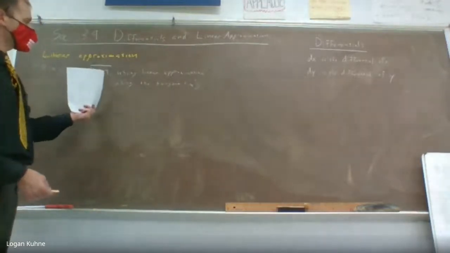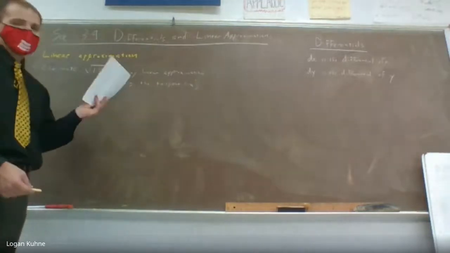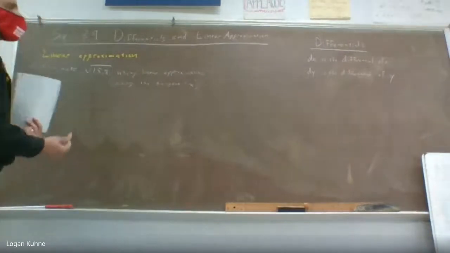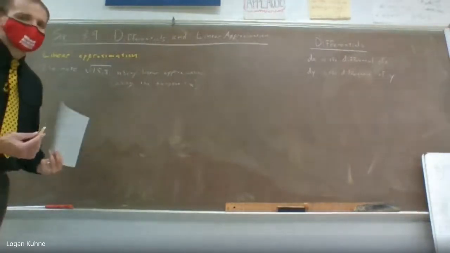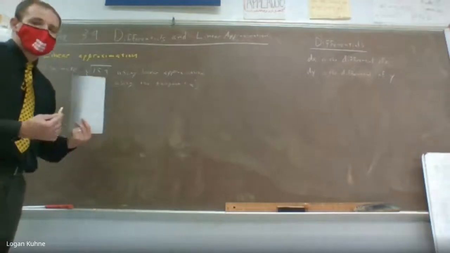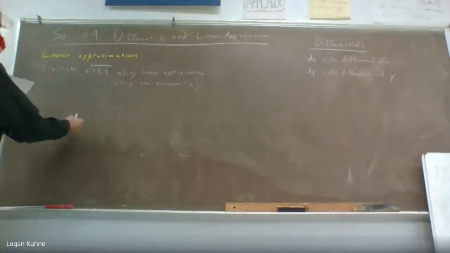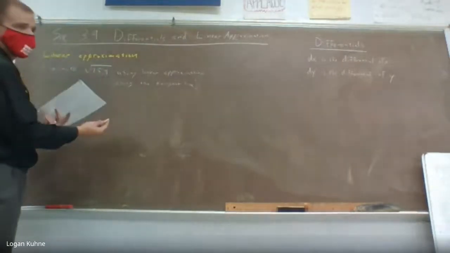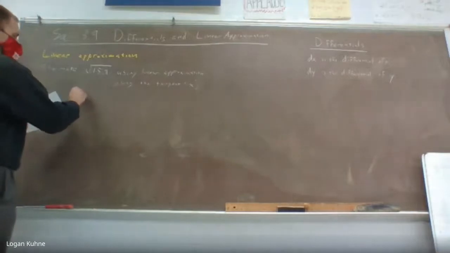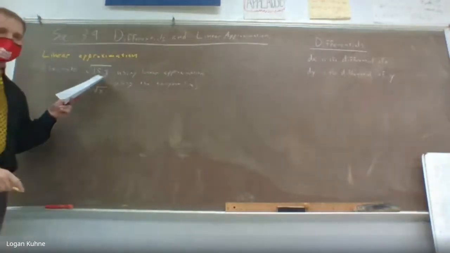Estimate the square root of 15.9 using linear approximation, also known as using the tangent line. They might write it that way. How do we do this? This isn't actually too bad. First thing you're going to do is write the equation of a tangent line. So you may say, how do you do that, Mr. Kuhne? I don't know what my function is. Well, the function here is just the square root of x. We're trying to estimate the square root of 15.9.